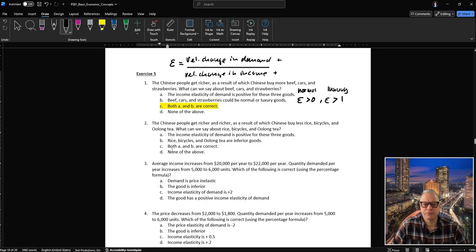No, it's obviously negative. B, rice, bicycles and oolong tea are inferior goods. That's exactly true. Both A and B are correct? No. So the income elasticity of demand is obviously negative because now income goes up, but in this case demand would go down, so it's becoming negative.